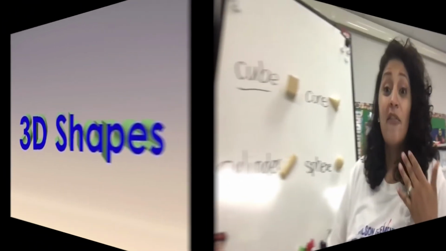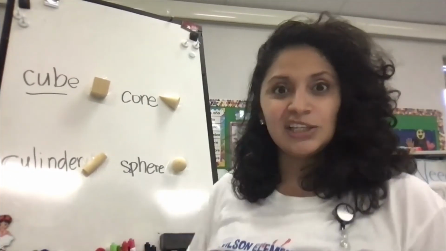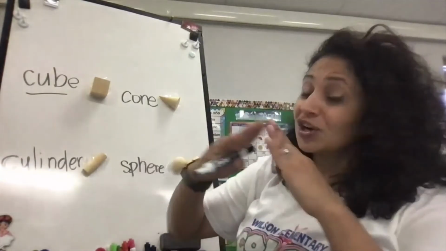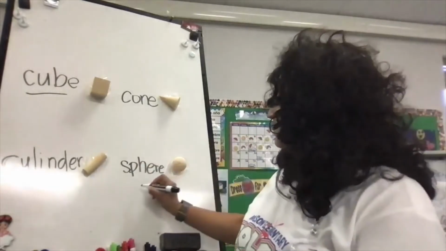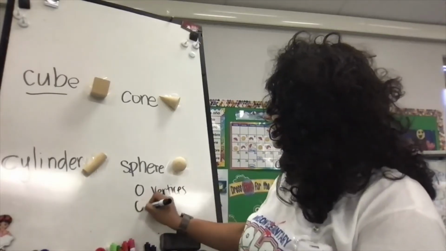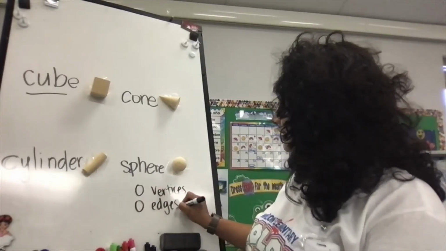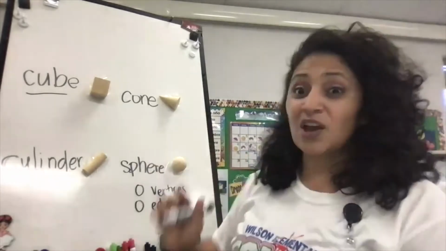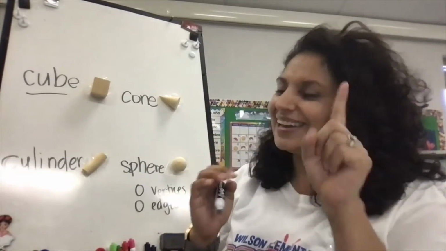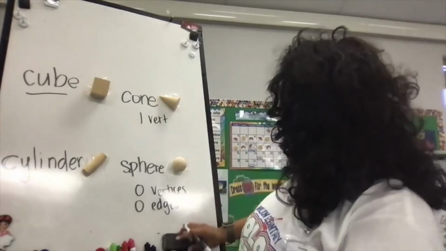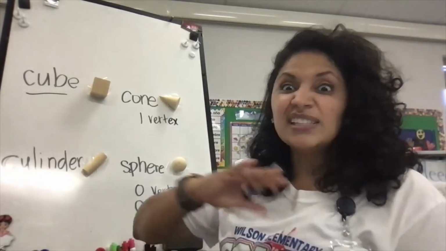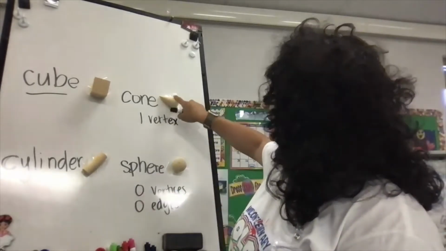3D shapes. Find out how many edges and how many vertices each one of these shapes has. So we already know that the sphere has no vertices and no edges. So that one's easy. 0 vertices and 0 edges. Let's go up here to my friend, the cone. How many vertices does it have? We already know that we counted it. It only has one. And when it's just one, it's called a vertex. How many sides or faces does it have? It just has the one right there.